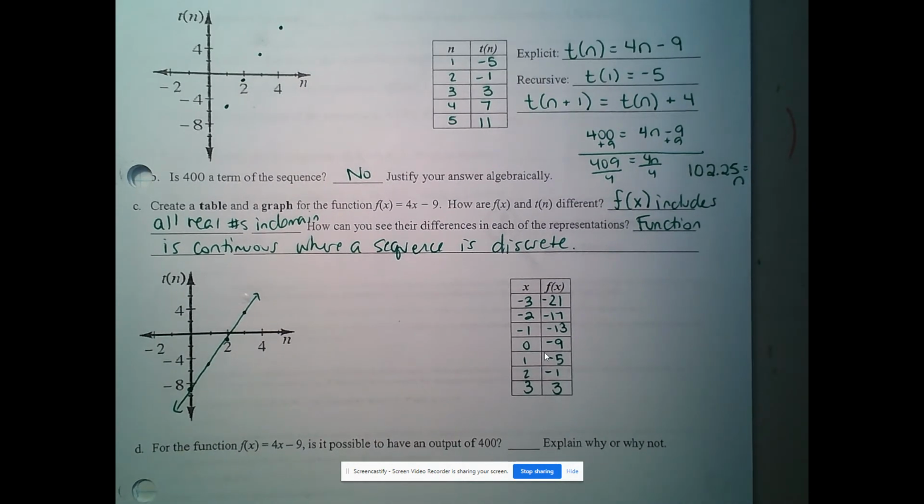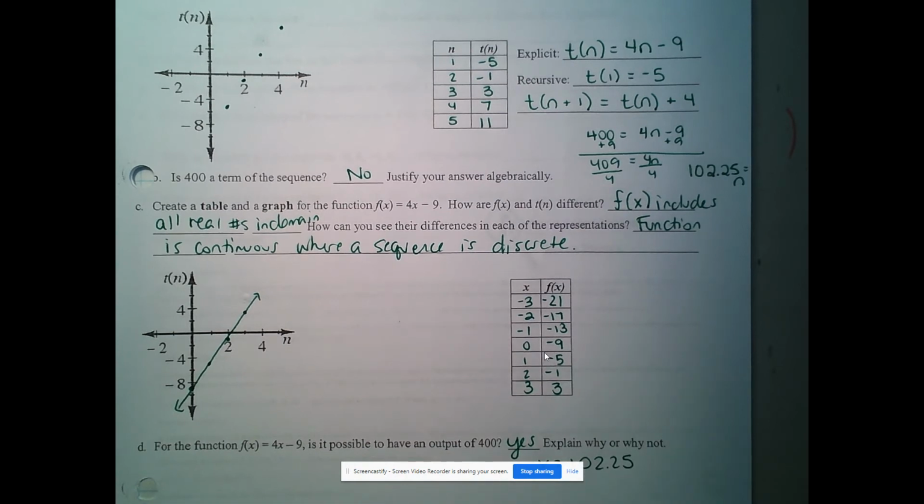For the function f of x equals 4x minus 9, is it possible to have an output of 400? Sure. We already proved that that was possible up here. We got that x equaled 102.25, which is perfectly fine.